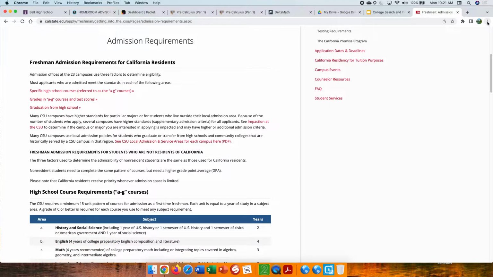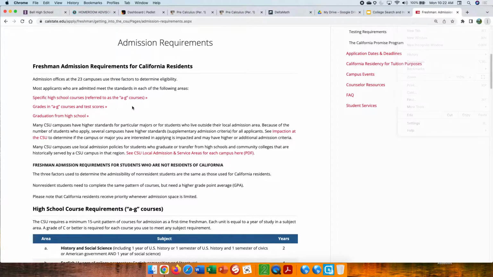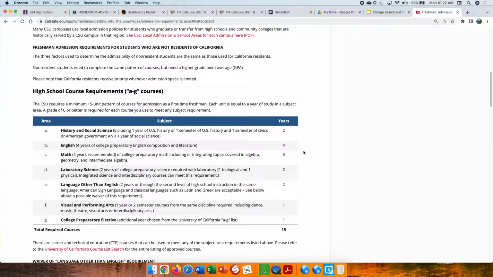Freshman requirements. You guys know how to zoom in a little bit like this? We're going to capture just this first, the freshman admission requirements for California residents. Actually, wait. No. We're going to click into this red one. See this red one? Specific high school courses referred to as the A through G. Okay, here it is. That's the one that I have.